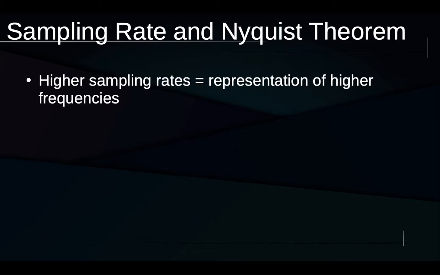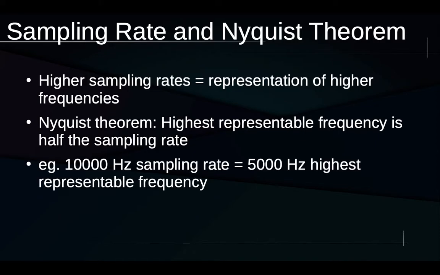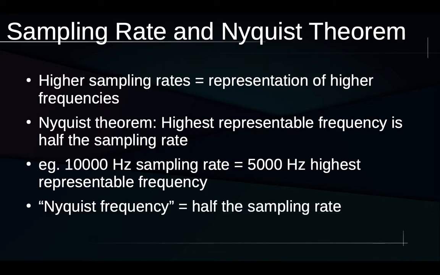We've already seen that higher sampling rates are going to let us represent higher frequencies. And what the Nyquist theorem says is that the highest representable frequency is exactly half the sampling rate. For example, if we are taking measurements 10,000 times per second, 10,000 hertz, the highest frequency we'll be able to represent will be half of that, or 5,000 hertz. We can also call that frequency the Nyquist frequency. In other words, the Nyquist frequency is that frequency which is half the sampling rate, which is going to be the highest one that you can record without having certain problems.